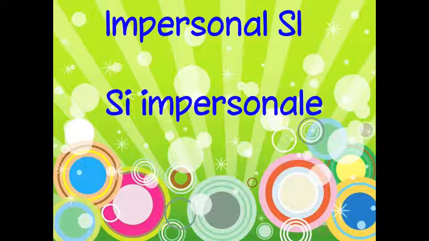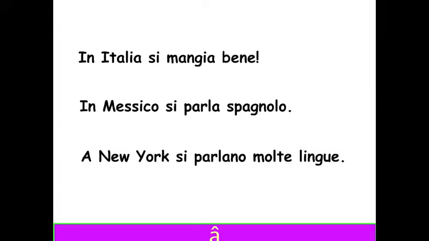Now, in English, that's a form that you don't use very much. In Italy, we like to make our sentences neutral and use the impersonal sì. So, for example, in Italia si mangia bene. In Messico si parla spagnolo. A New York si parlano molte lingue.